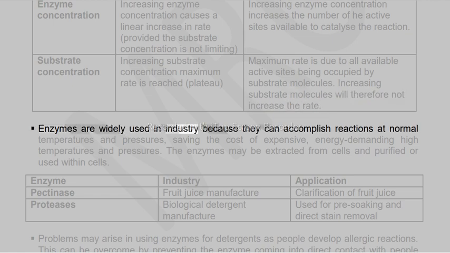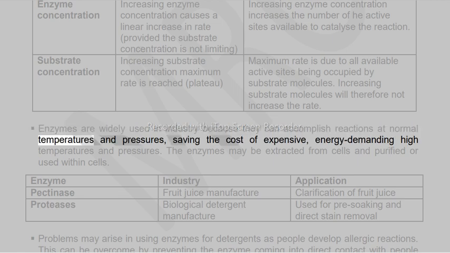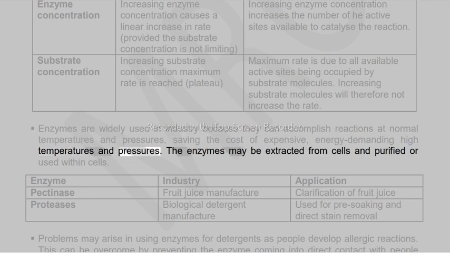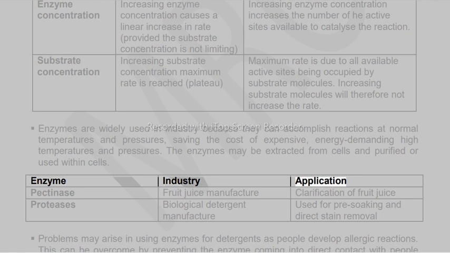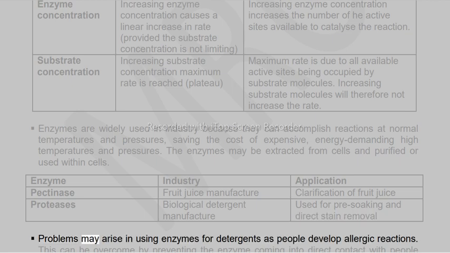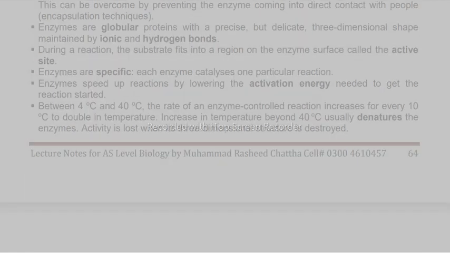Enzymes are widely used in industry because they can accomplish reactions at normal temperatures and pressures, saving the cost of expensive, energy-demanding high temperatures and pressures. The enzymes may be extracted from cells and purified or used within cells. Enzyme industry application: pectinase, fruit juice manufacture, clarification of fruit juice; proteases, biological detergent manufacture, used for pre-soaking and direct stain removal. Problems may arise in using enzymes for detergents as people develop allergic reactions. This can be overcome by preventing the enzyme coming into direct contact with people, using encapsulation techniques.